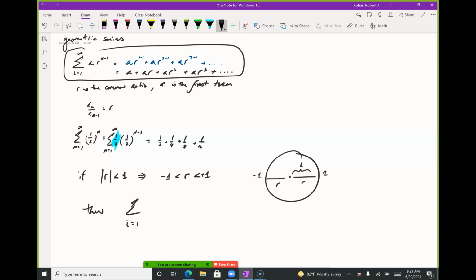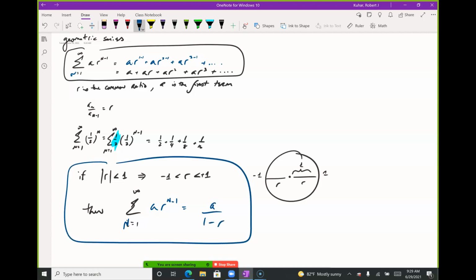So if the absolute value of the radius is less than 1, then the series from n equals 1 to infinity of a times r to the n minus 1 is equal to a over 1 minus r. I know I'm going to confuse everybody, I'm sorry. And this is a crazy result. Crazy result. And it's easily proven.